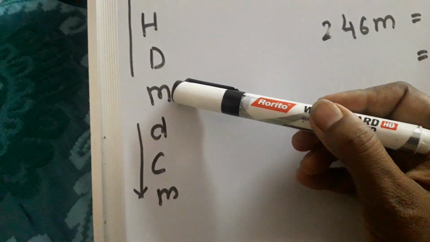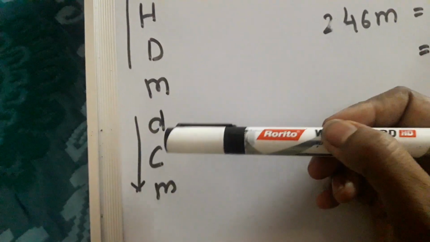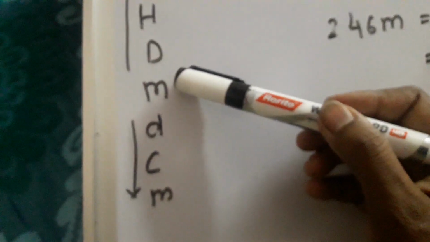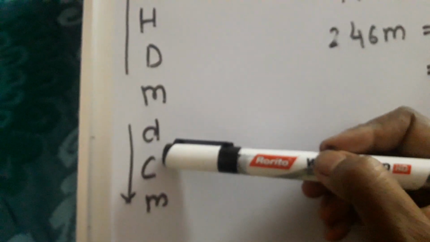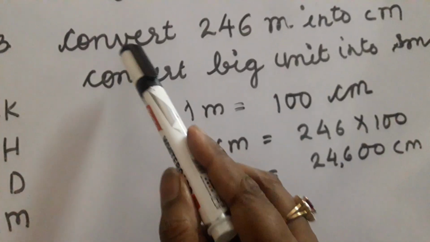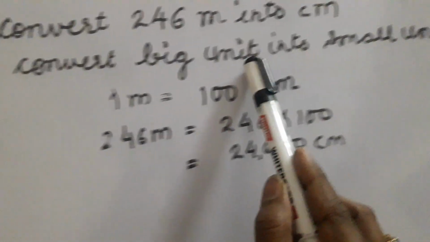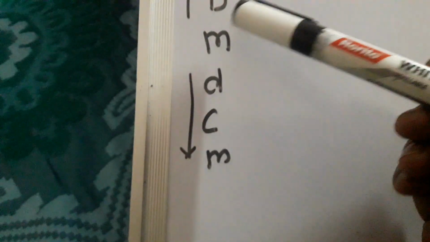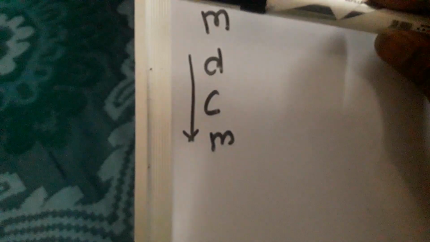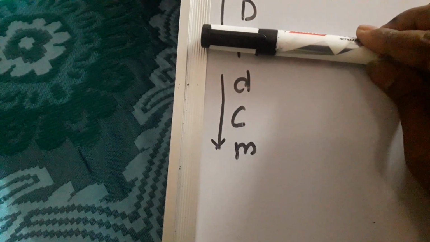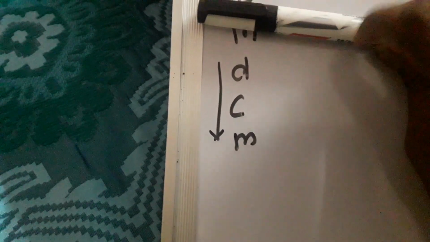Upper means big unit. This is bigger than centimeter. Centimeter is a smaller unit than meter. So when we convert big unit into small unit, what do we have to do? Yes, multiply. Convert big unit into small unit, multiply. So here is meter, we have to hide meter. We will hide it like this and just see how many steps will come down.